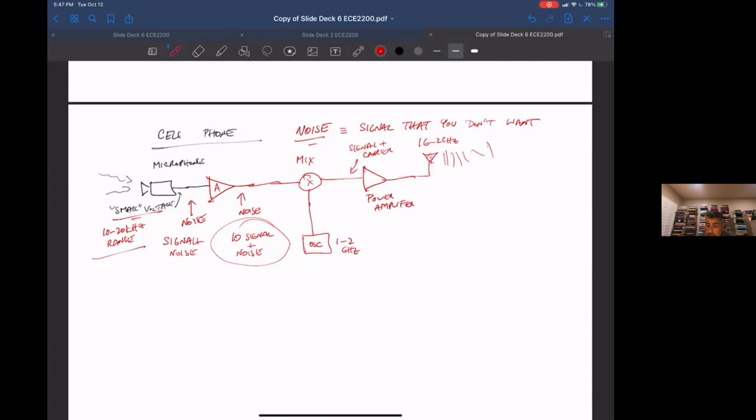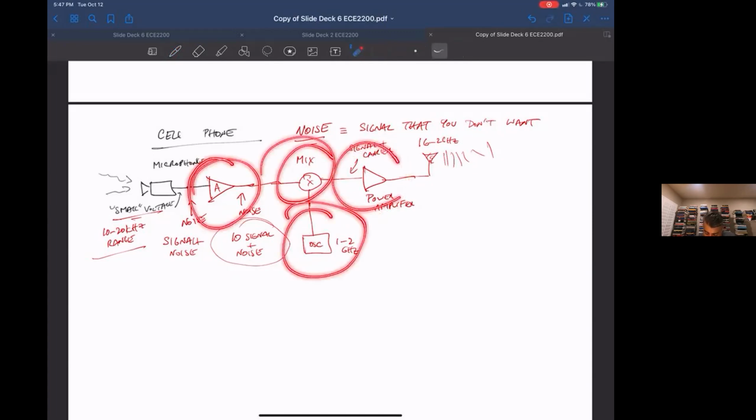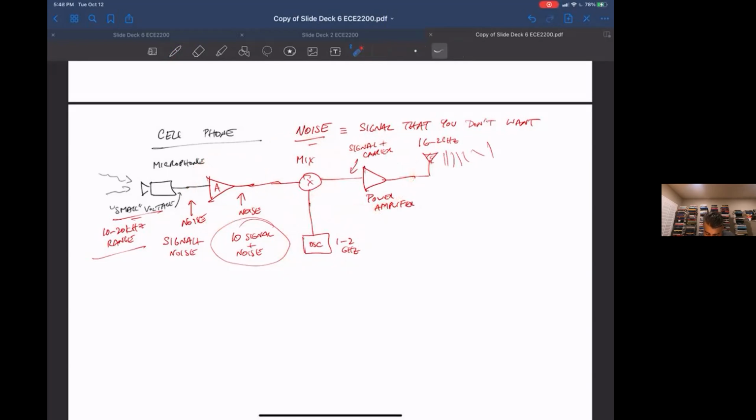So that the power amplifier also has amplification. So everything along here has gain elements built in, whether we're actually using them as amplifiers or not. And then when you look at the receiver signal on your cell phone, it's a similar path.